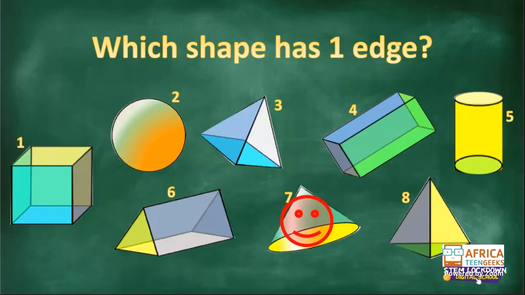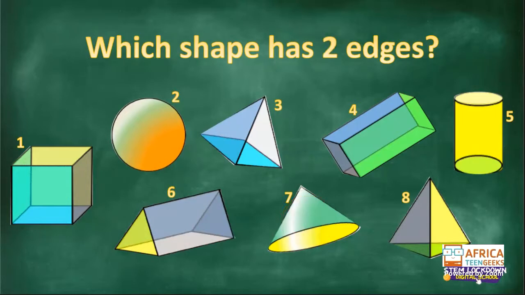Next question. Which shape has 2 edges? Wow, Ethan, that was quick. So you get 2 points for that. Number 5. If you count them, you'll see there's an edge here at the top and there's an edge at the bottom. It's both curved edges. Wow, I'm so happy that all of you are participating. I wish I could give all of you points, but that would just take forever.